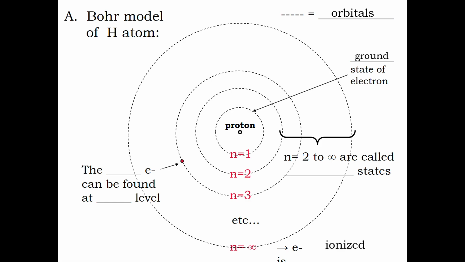And then when the electron is ionized, that means that the electron has left the atom, and that sometimes happens. So N2 to infinity are called excited states, so that's when the electron jumps and it goes to an excited state. The one electron can be found at any level. So any electron can jump between any of the orbitals. It just depends what's going on with the atom and if it's in an excited state or not.